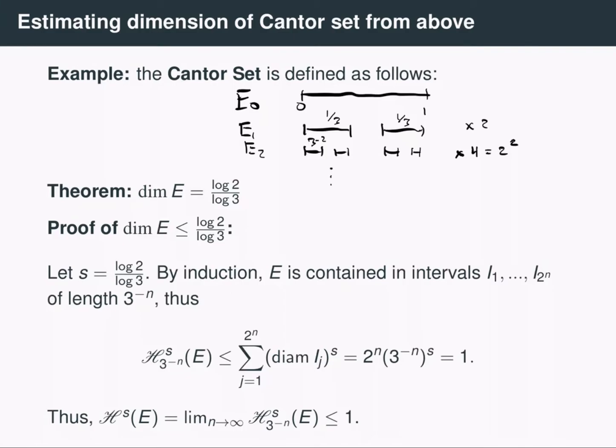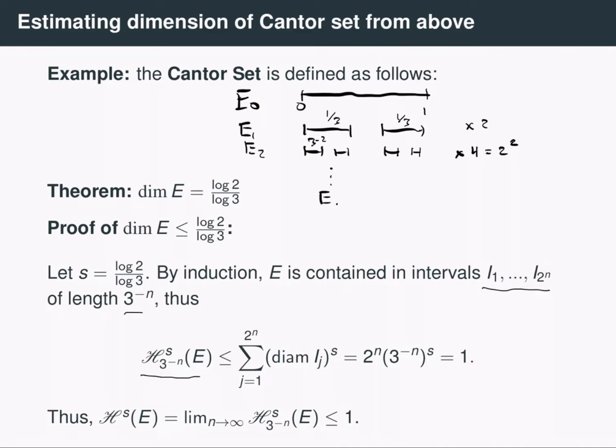And then we continue this process, and the intersection of these sets is a set E. And so we claim that the dimension of E is equal to log 2 over log 3. First we'll prove the upper bound, that the dimension is at most log 2 divided by log 3. Notice by the construction, E is contained in the intersection of all these sets. So in particular, E is contained in 2 intervals of length 1/3, and it's also contained in 4 intervals of length 1/9. And by induction, we can show that E is contained in 2 to the n intervals, each of length 3 to the minus n.